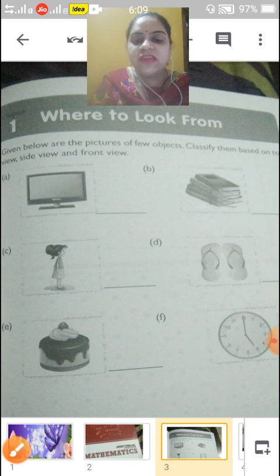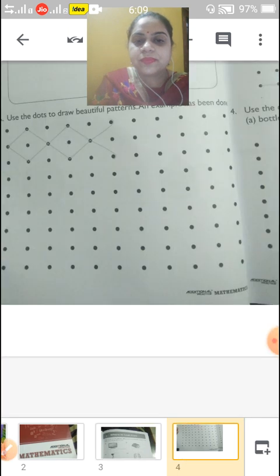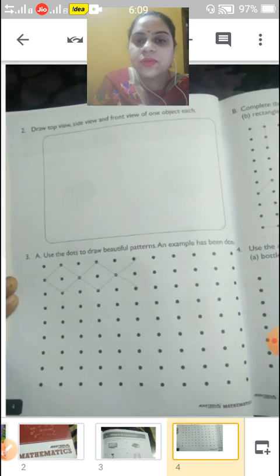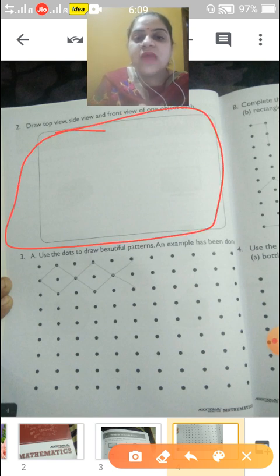Now come to the next page. Draw top view, side view and front view. You have to draw one object in this box. You will draw one object for each view and you will write under the object which view you have drawn, like top view, side view or front view. Okay, whichever object you draw, you will write under the object.